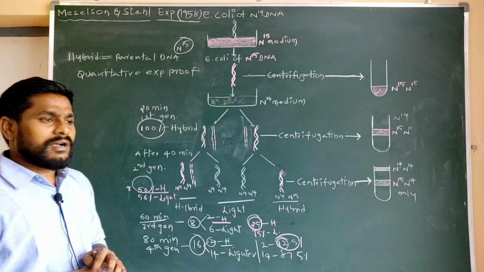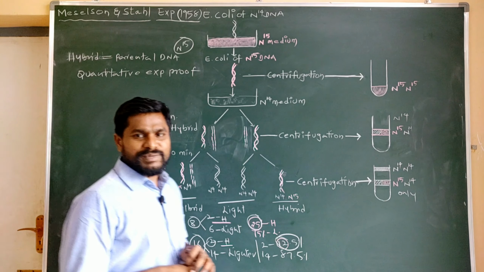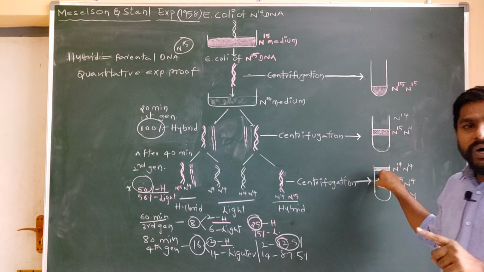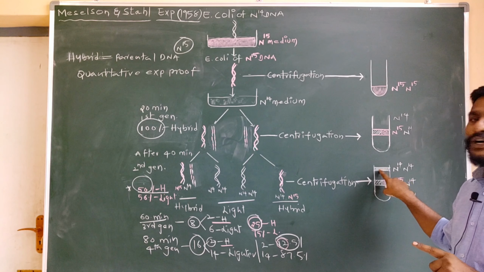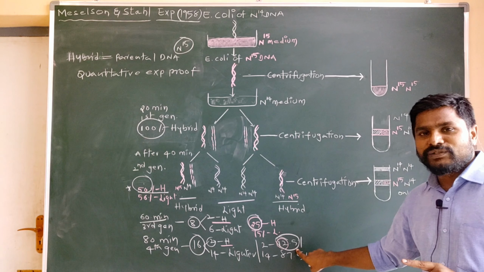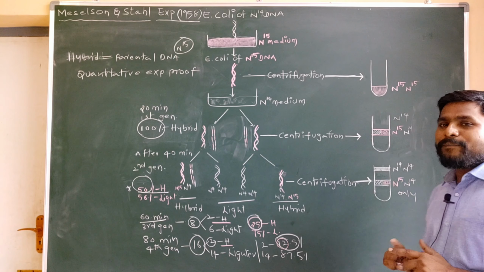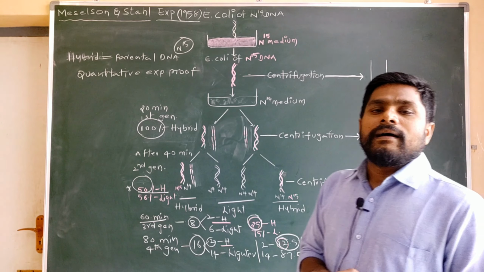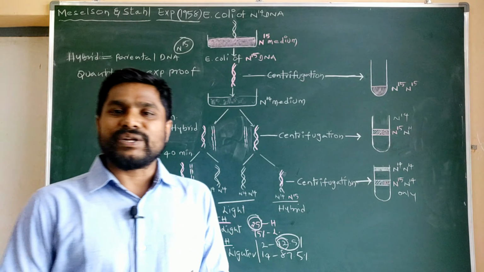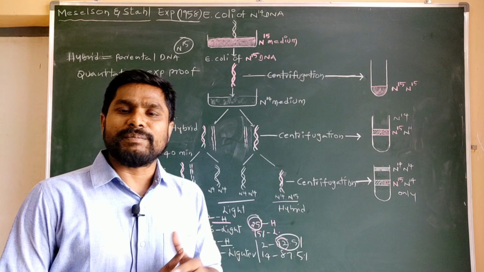And one more point we have to observe in this experiment is, from second generation onwards, they got a middle band and a top band. In third generation also they got a middle band and a top band. In fourth generation also they got a middle band and a top band. This result of centrifugation also indicates that DNA is undergoing a semi-conservative model of replication.